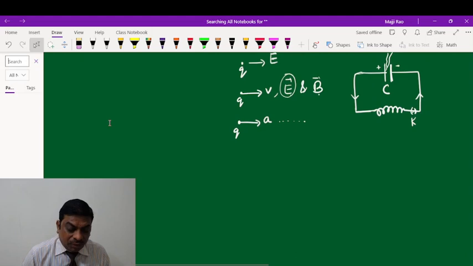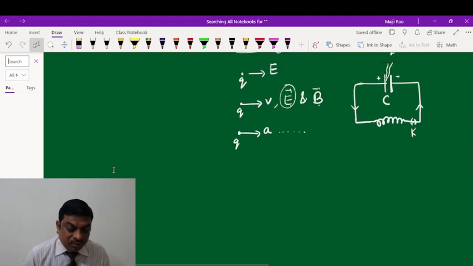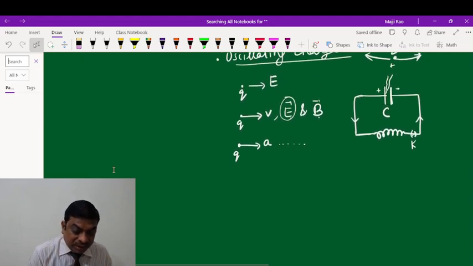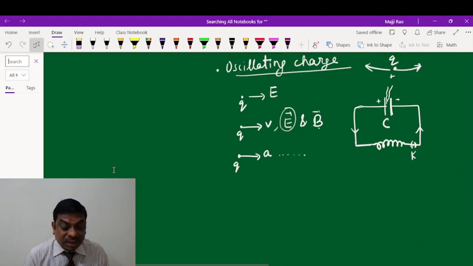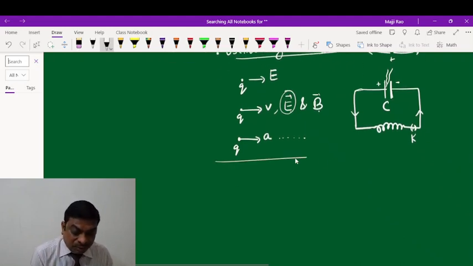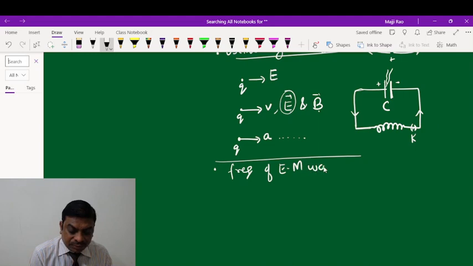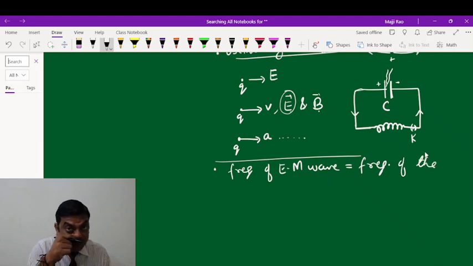Alright. Now one fundamental aspect of electromagnetic wave is this. The frequency of the wave is the same as the frequency of the source. Very important point. The frequency of the EM wave will be the same as the frequency of the source; if it is an oscillating charge, then the frequency of oscillation.